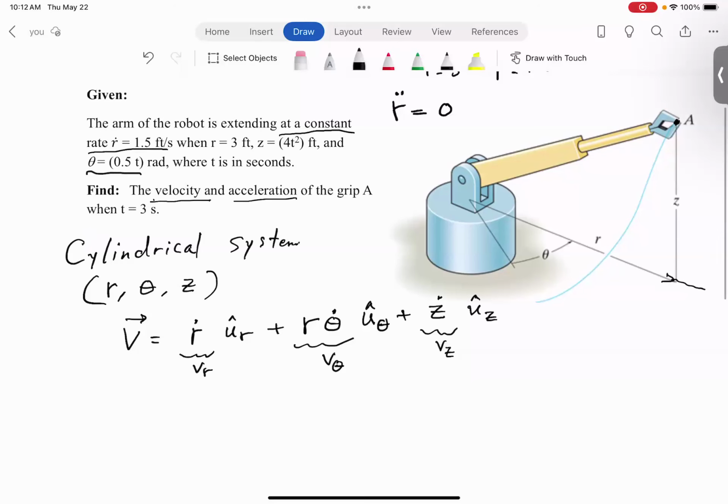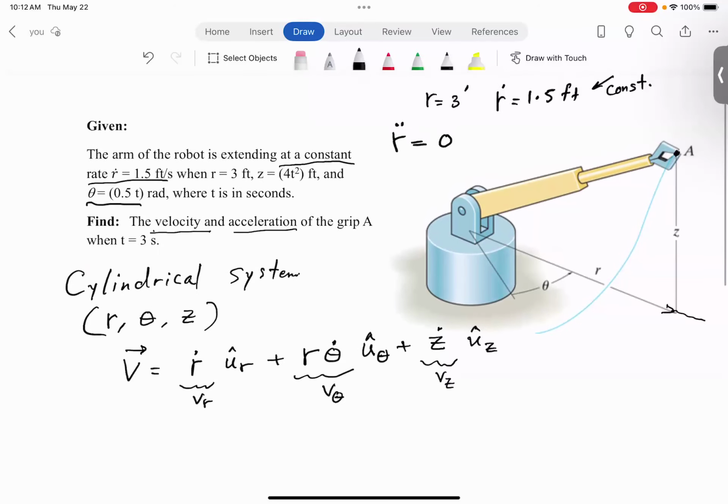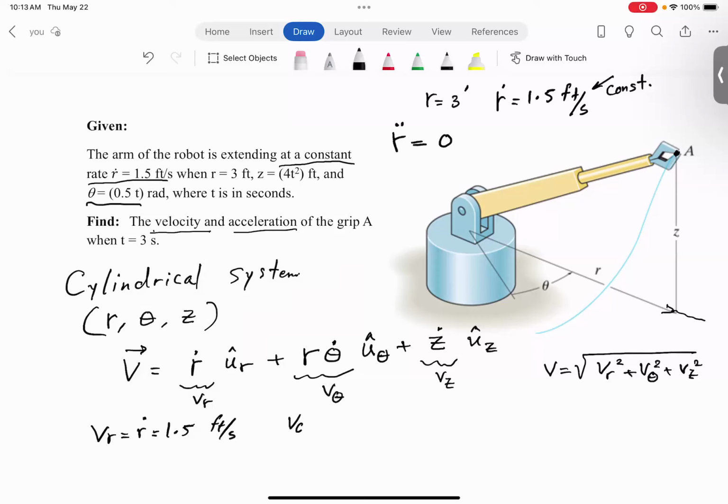So all we have to do is to figure out each component, and then eventually the magnitude of velocity is the square root of the sum of these three components squared. All right, so V sub r, which is r dot, is already given: 1.5, sorry, this is feet per second. I forgot. So r dot is the rate of change of r, right? So that would be feet per second. So that's 1.5 feet per second. V sub theta is r theta dot. So we need to do some calculations.